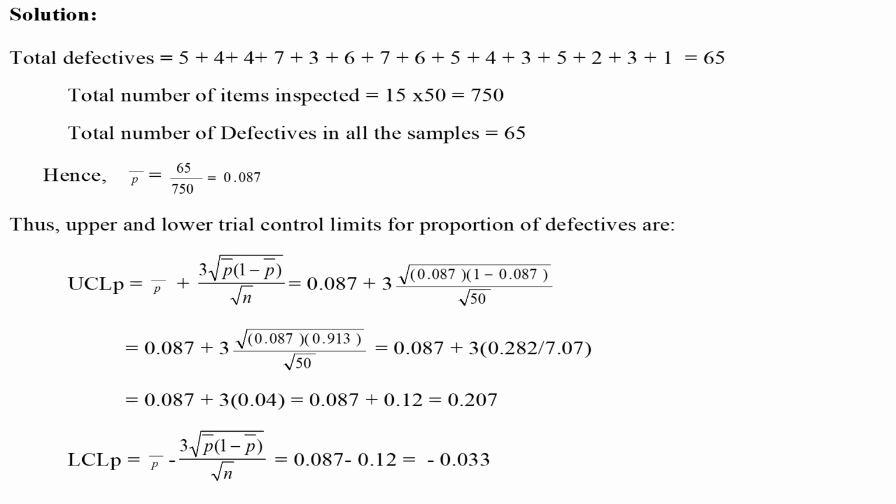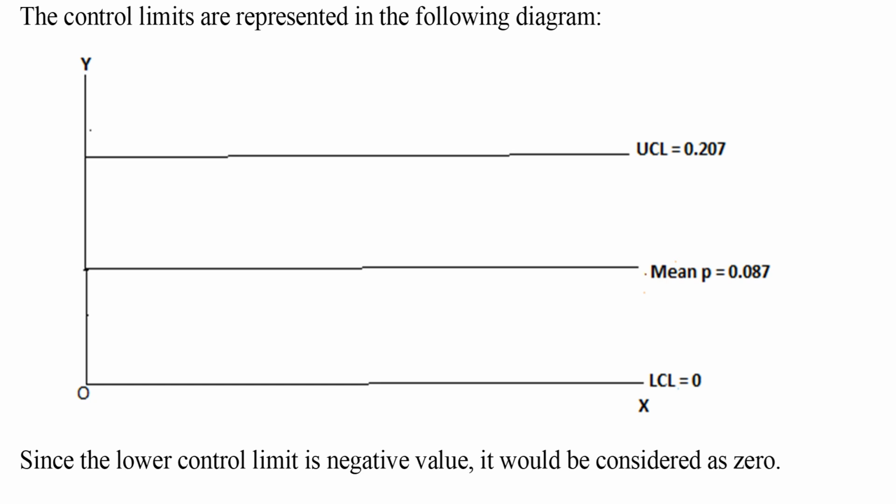Thus, upper and lower trial control limits for proportion of defectives are UCLP equals 0.087 plus 0.12 equals 0.207. LCLP equals 0.087 minus 0.12 equals minus 0.033. The control limits are represented in the following diagram. Since the lower control limit is a negative value, it would be considered as 0.